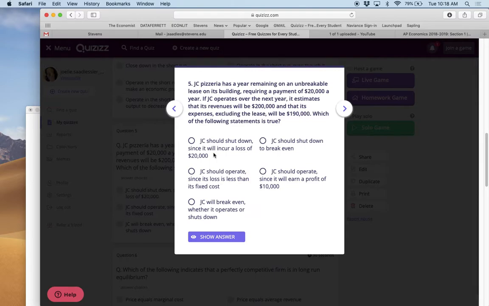Okay, so by operating, it makes a $10,000 profit, but because it has a fixed cost of $20,000, it's losing money. So this is a situation where it should stay open in the short run and shut down in the long run. Okay, JC should operate since it will earn a profit. No, it's not earning a profit, it's losing money, but JC should operate since its loss is less than its fixed cost, right? The amount it loses by operating is $10,000, which is less than its fixed cost. So that's the answer.